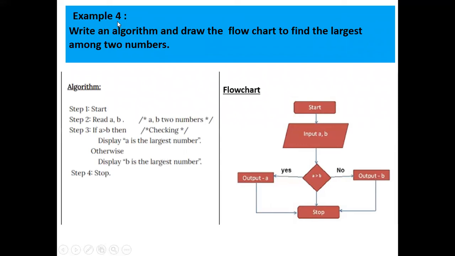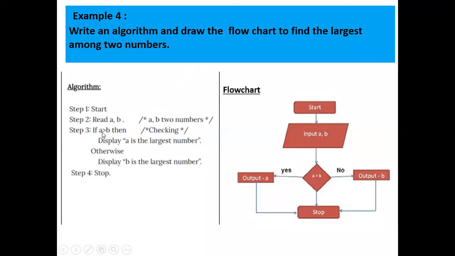Next one, example 4 describes an algorithm and flowchart to find the largest among two numbers. So we are having two different values in two different variables A and B, and we are going to find out which one is the greatest one. So we have to make use of conditional statements.